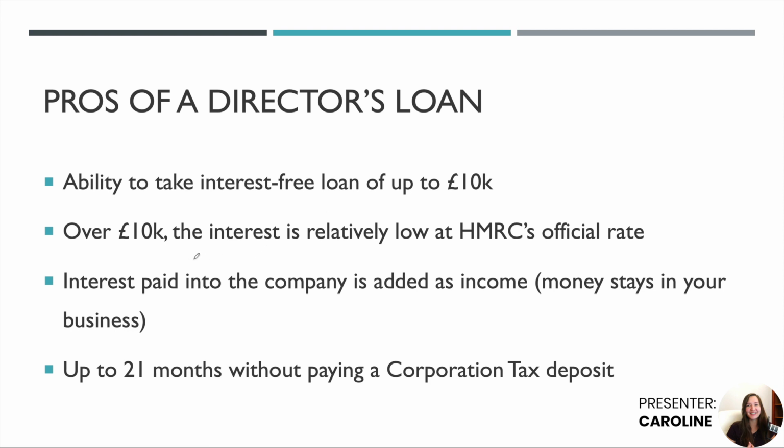Over £10,000, the interest is relatively low at HMRC's official rate, which this year is 3.25%. And interest paid, this is a really good pro actually. Interest paid into the company is added as income for the business. Obviously, it's not trading income, it is financial income. But effectively, the money stays within your business, meaning if you were to take a loan elsewhere at 3.25%, let's say, or higher even, or less, who knows, basically that money is gone at that point.